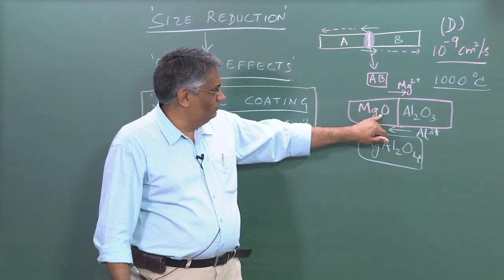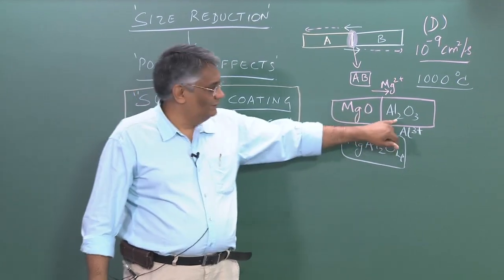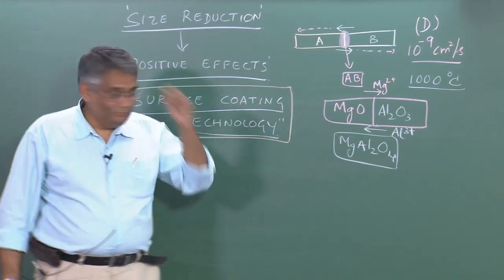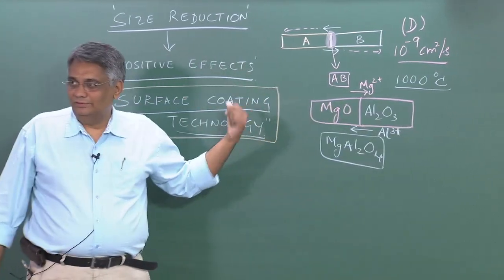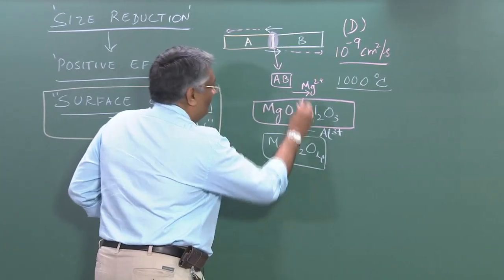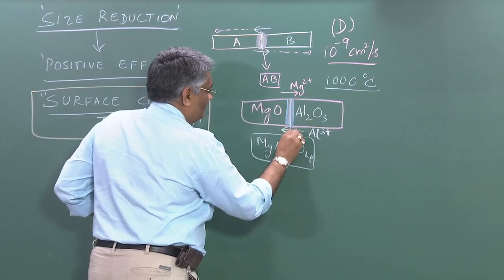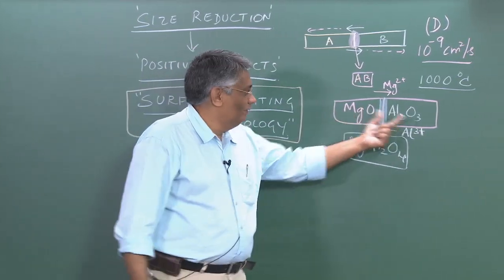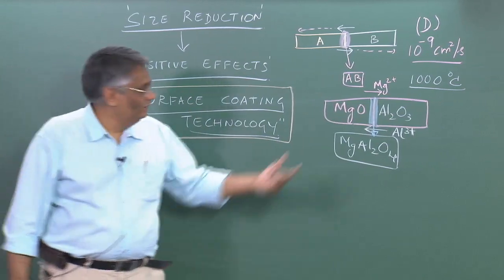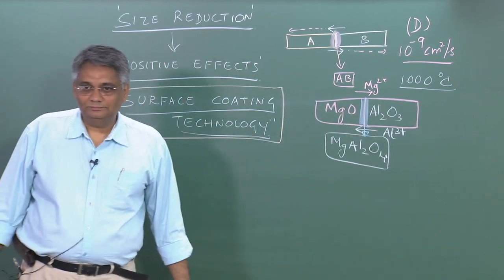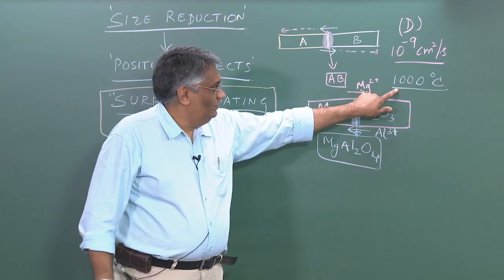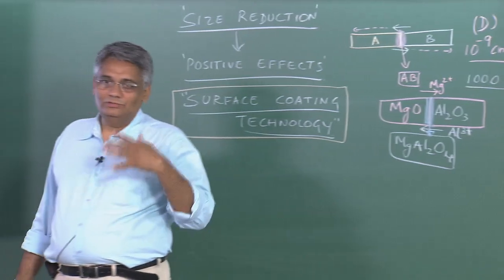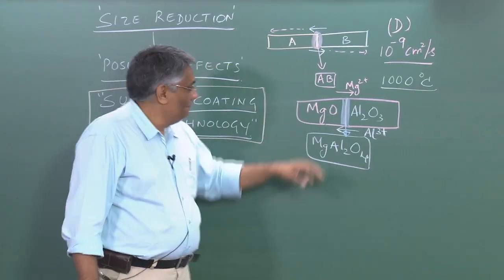So magnesium ions migrate from this side of the solid to the other side, and aluminum ions migrate from the right hand side to the left hand side, leading to the formation of a new phase first here, because you're making the reaction happen between, say, two solid blocks of magnesium oxide and aluminum oxide. So any migration of this sort can happen only at elevated temperatures, 1000, 1200 degrees centigrade. Okay.